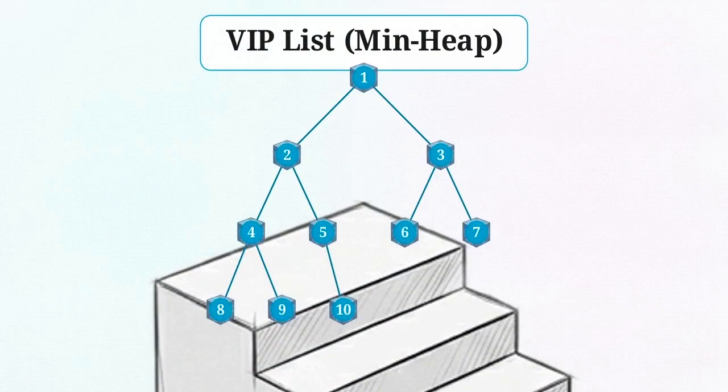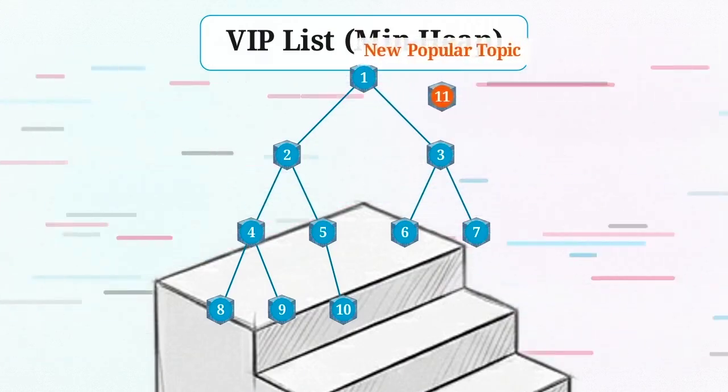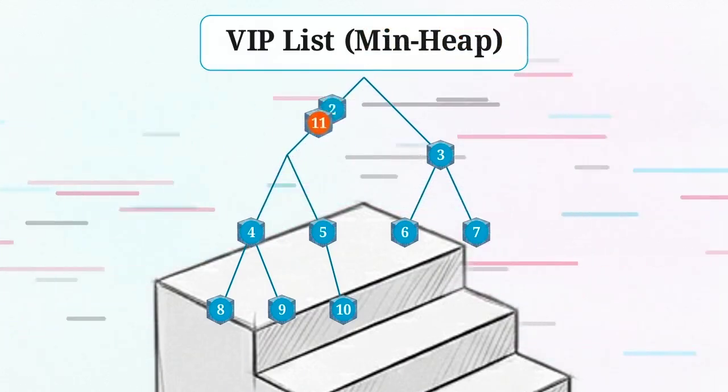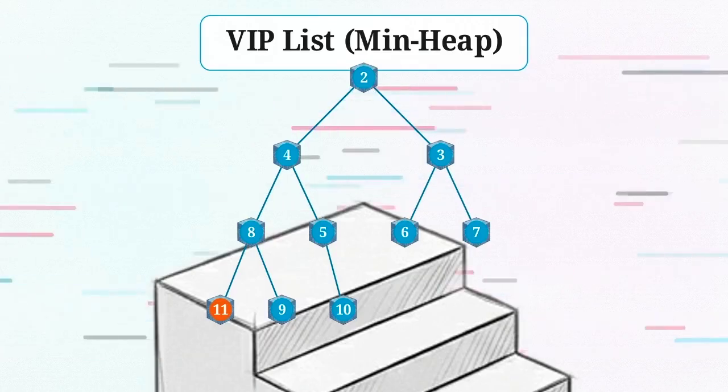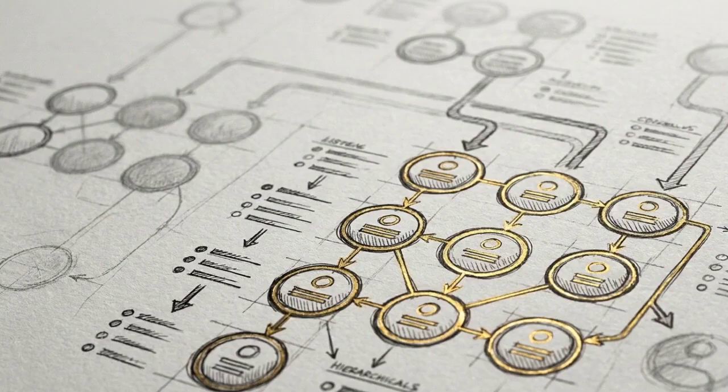Instead of sorting a billion posts, it only monitors these 10 items. When a new popular topic arrives, it kicks the lowest item off the VIP list and takes its place. By ignoring everything that isn't a top 10 contender, the system answers a massive global question using almost zero memory.